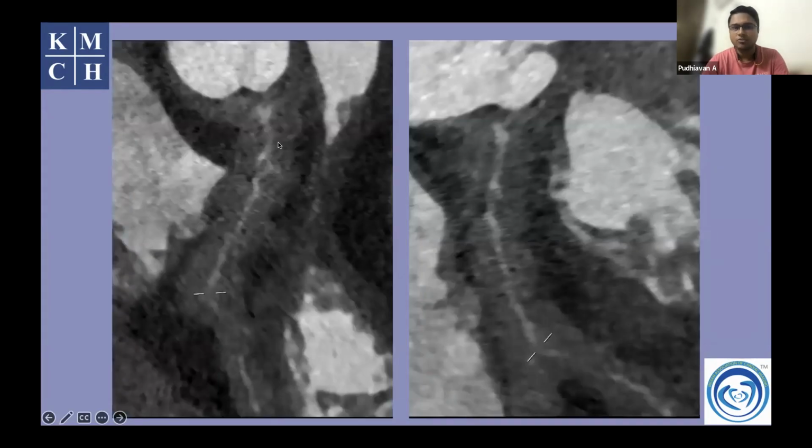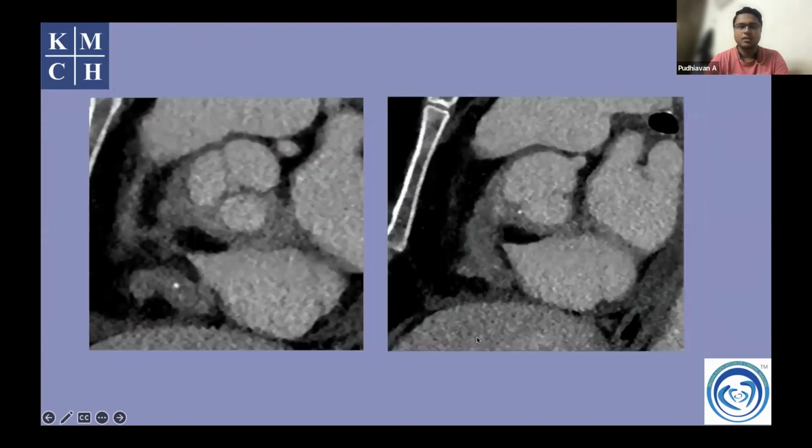So this is again a curved reformat of the same patient. As you can see, this is the RCA. So the RCA was replaced by a long tubular cord-like structure, but still we were able to see a thin sliver of contrast enhancement along the center of the cord-like structure, which is supposed to be the RCA, and the RCA wall was showing a concentric thickening. Both the PDA and the PL branches were also involved. So this is the PDA, which is also again showing a concentric wall thickening.